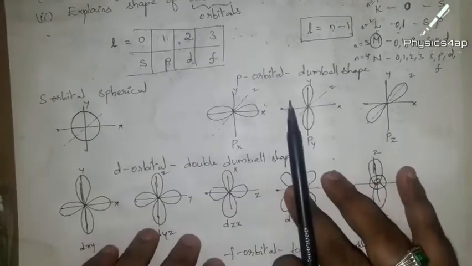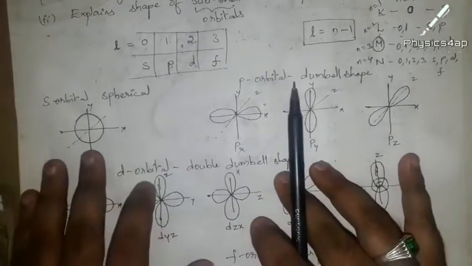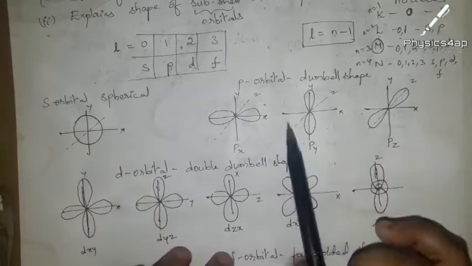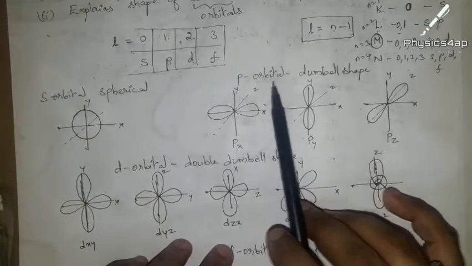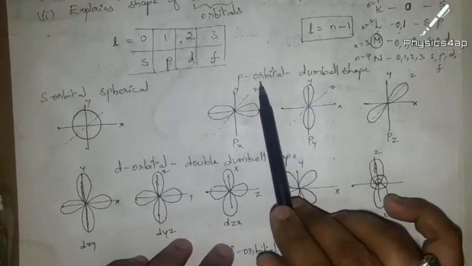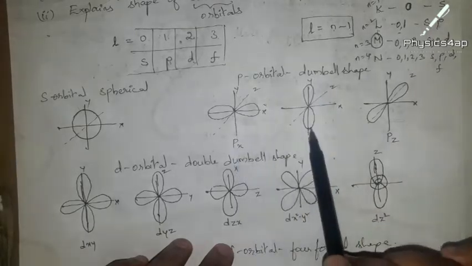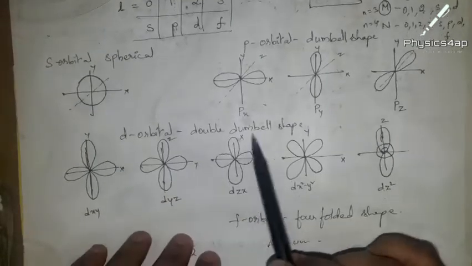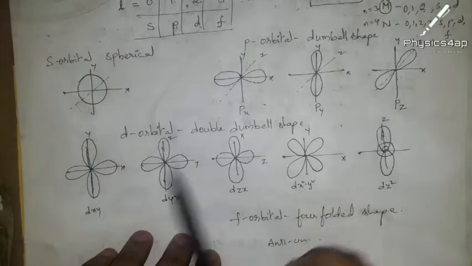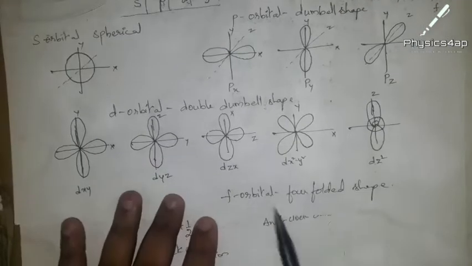And coming to the shapes of the orbitals, we have the s orbital with a spherical shape, and the p orbital, which is a dumbbell shape, that is px, py, pz, and we have the double dumbbell shape of the d orbitals. So five d orbitals we have discussed. And coming to the f orbital, that is a four-folded shape.